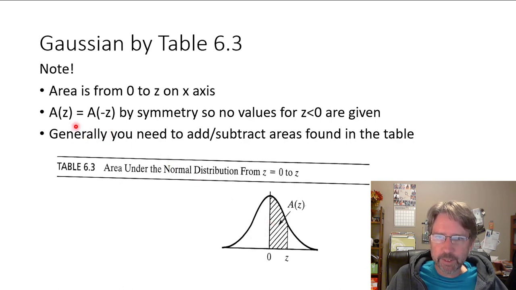The other thing to notice is that the area table doesn't have any negative values of z, because by the symmetry here, the area of negative z is the same as the area of positive z, so just flip the sign and go into the table for that case.